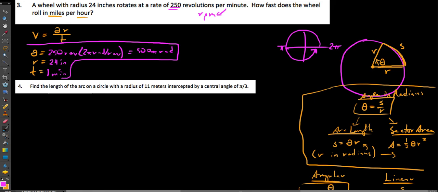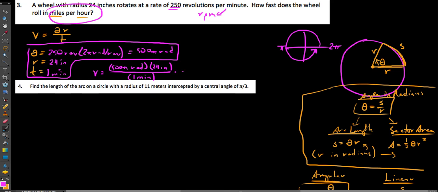So if we've got everything we need, let's go ahead and write this out then. I think that our linear velocity would be our angle, 500 pi rad, times the radius length, 24, that was in inches, and then we have our time here, 1 minute. The only thing is we wanted to make sure we were in miles per hour. So we're already 100% correct. We're just in inches per minute.